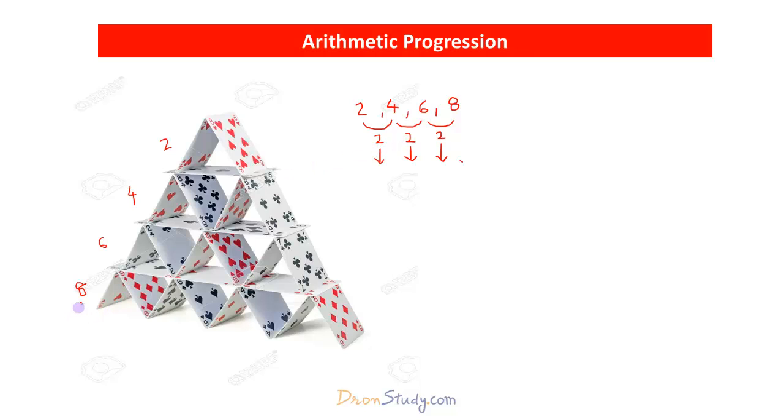If you go from the bottom side, you will see that it is decreasing: 8, 6, 4, 2. So there is a decrease of -2 and -2. This common difference is denoted by D, and it is called the common difference. This term is called the first term, and it is denoted by A. And this term is called the last term, and it is denoted by Tn.